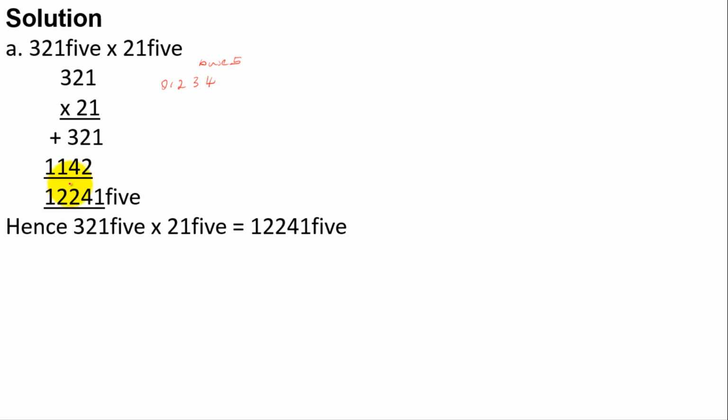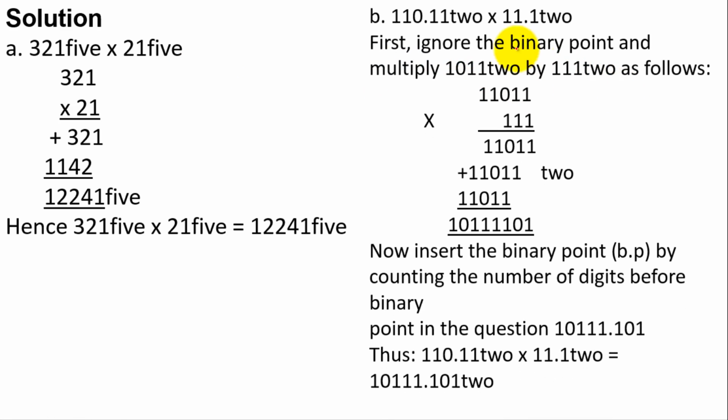I've done this. You can just go through the solution again on your own because of time. We don't really want to eat up our time. Exactly this is what I did. First, ignore the binary point and multiply the numbers by each other. And remember that they are in base 2. When you do that, you are going to get it.